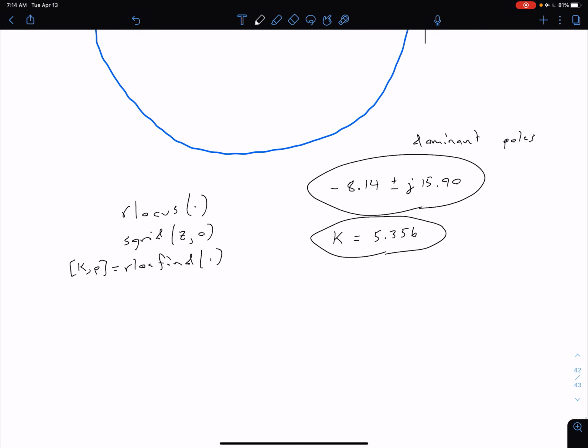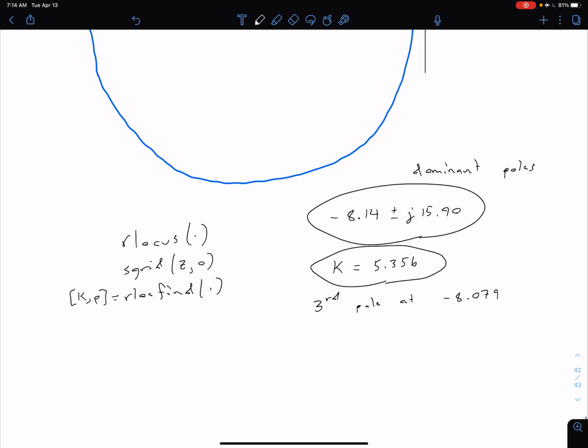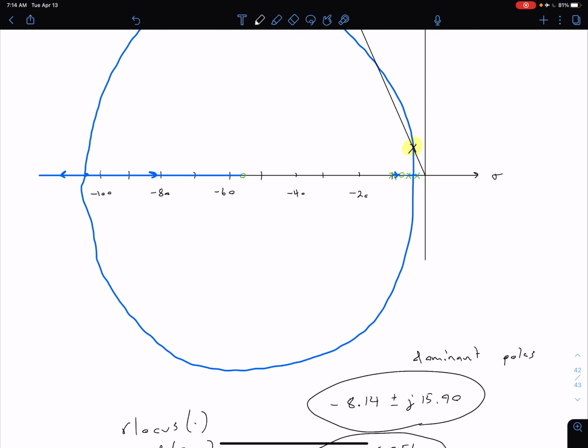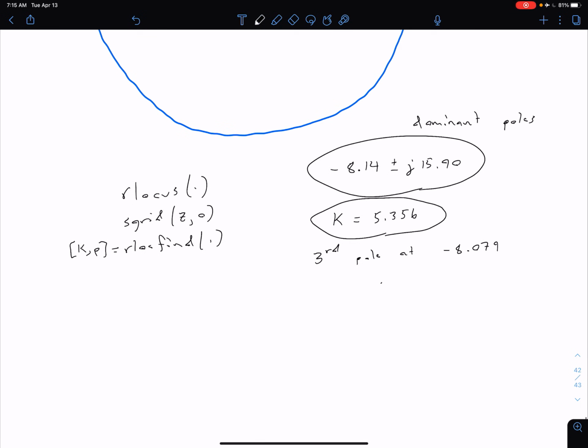We have 3 poles in this system, so our third pole in this case is at a location of -8.079. So we would have one pole where I've highlighted there, a second pole down here, and then our third pole is right above that zero. Again, it approximately cancels with our zero at -8.